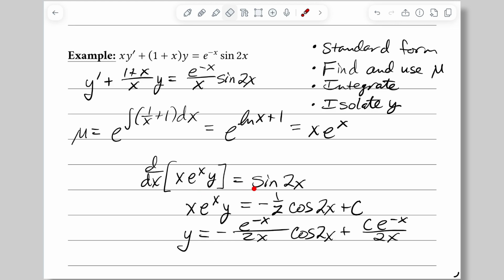The right-hand side cleaned up really nicely. We just have sin(2x). Integrating both sides just turns the right-hand side into -1/2 cos(2x) + C. And then isolating y gives us y = -e^(-x)/(2x) cos(2x) + C e^(-x)/(2x).